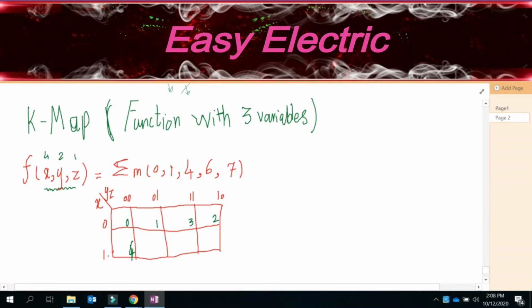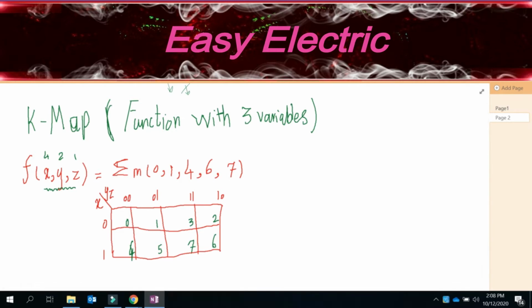So next here you have x is 1, yz is 0, 1, so definitely should be 4 plus 1, which is 5. For this, x is 1 and yz is 1, 1, this is 7. And finally, this one, the x is 1, which is 4, you have 2, and z is 0, so it should be 6, okay? 0, 1, 3, 2, 4, 5, 6, 7, okay?